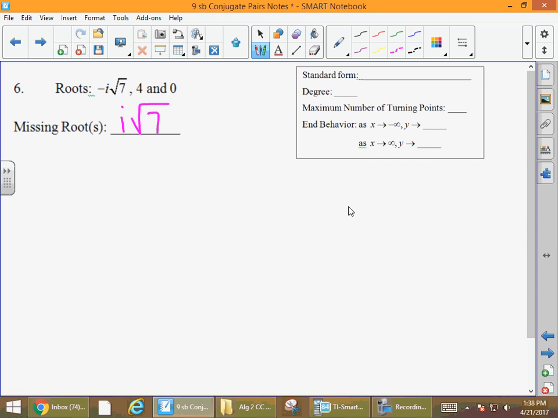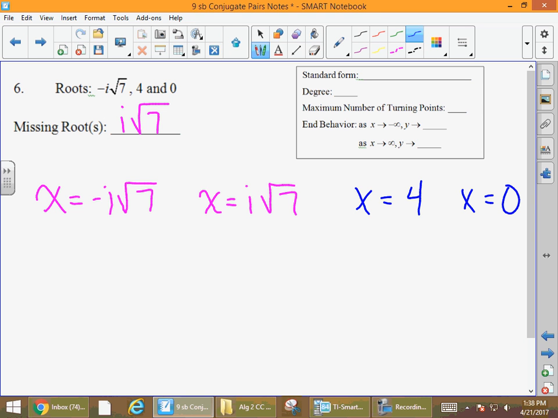So when we set this up, very similar to what we did on Tuesday, if not the same. In fact, when we set it up, I do set it up the same. x equals negative i radical 7. x equals positive i radical 7. x equals 4. x equals 0. But I would like to show you how to do that shortcut again, because it does work when there's a radical in the problem.